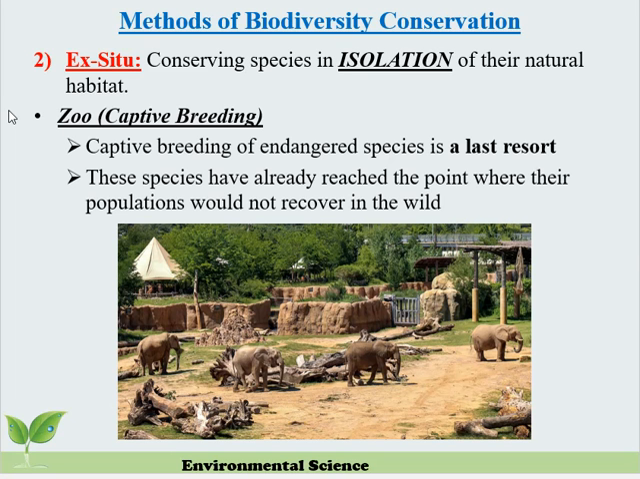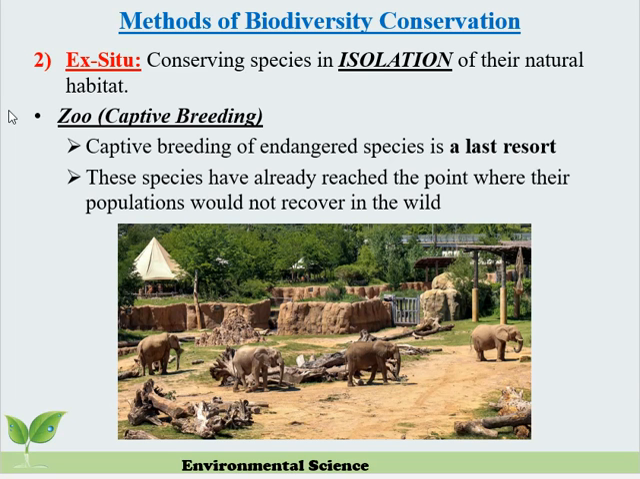So captive breeding of endangered species is the last resort. Okay, so moving them to a zoo is the last thing you want to do. These species will have already reached the point where their populations would not recover in the wild. Okay, so when you take organisms, and this isn't every organism that's in a zoo, we know that there's certain things in a zoo that aren't threatened or endangered. They're just there for our enjoyment.